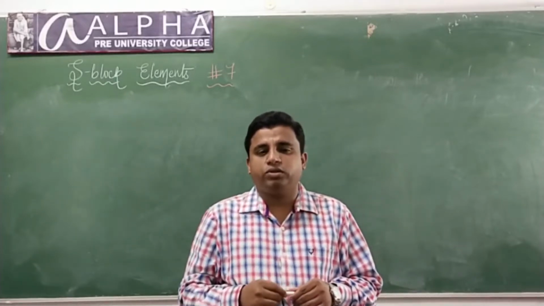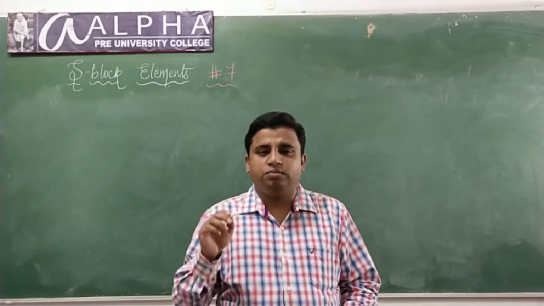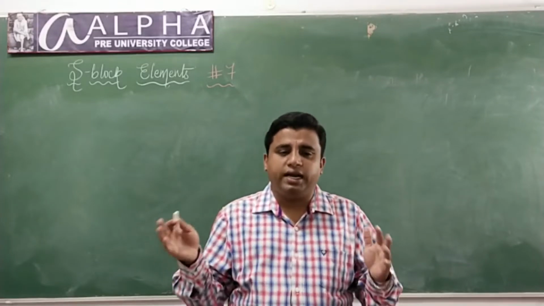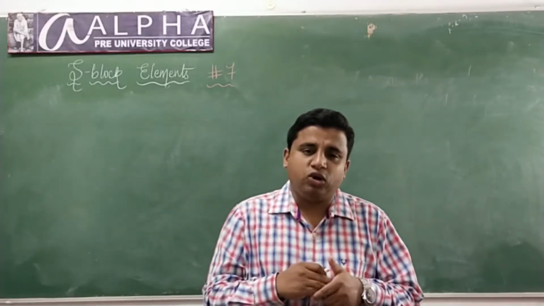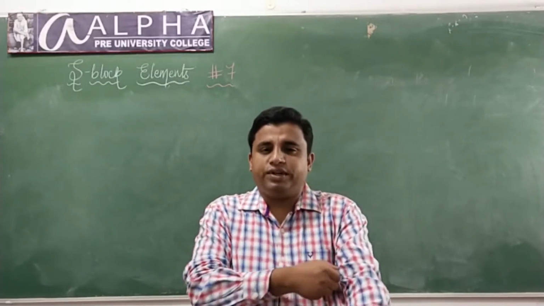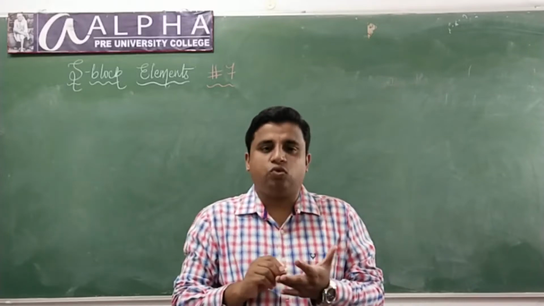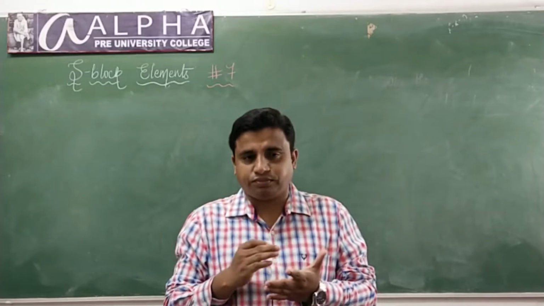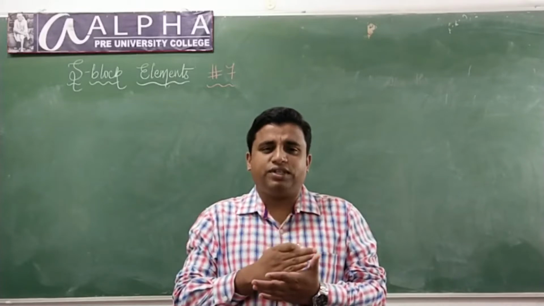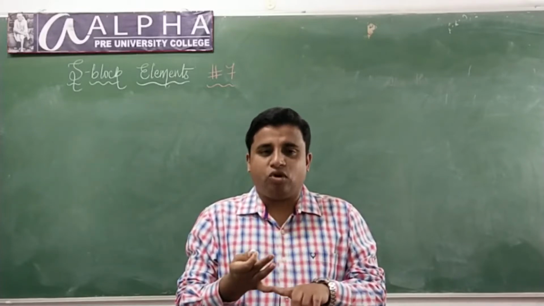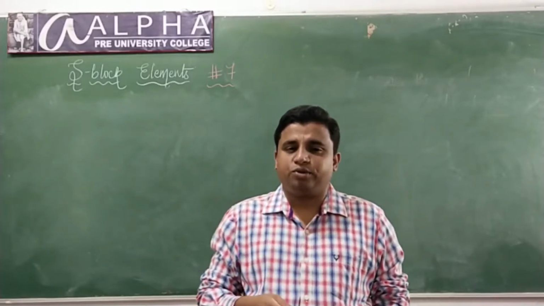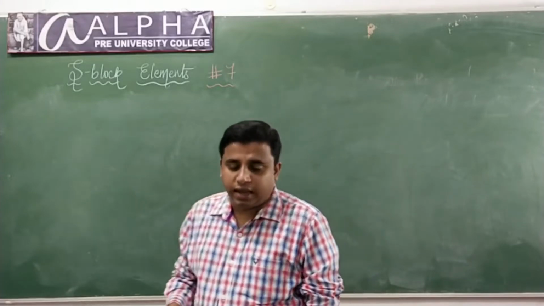We were discussing the chemical properties of s-block elements, and we are almost at the end now. I hope you have watched the previous videos, in which we completed the reaction with oxygen, reaction with water, solubility in liquid ammonia, reaction with nitrogen, reaction with halogens, and formation of carbonates. Now we will study the seventh chemical property of alkali metals and alkaline earth metals.